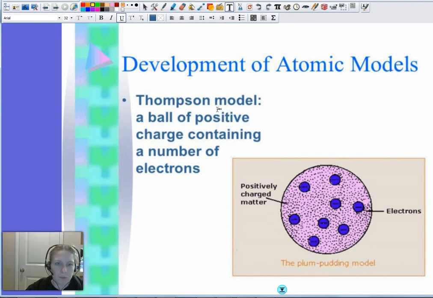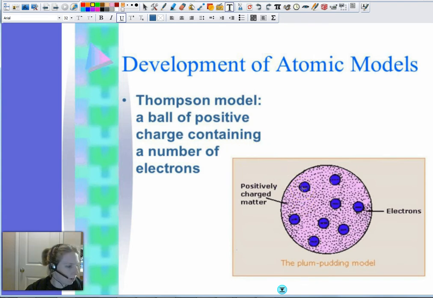One of the first was Thomson's model, and he thought it was kind of like a blueberry muffin. You had a big sphere of positive charge, something like the batter of the muffin, and then a bunch of electrons studded throughout, which would be representative of the blueberries.